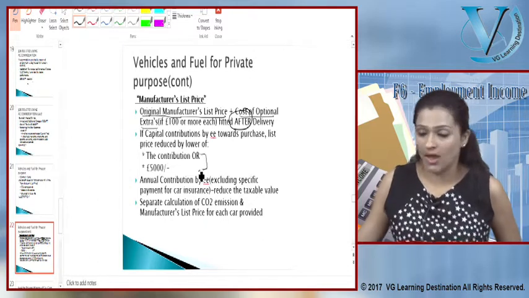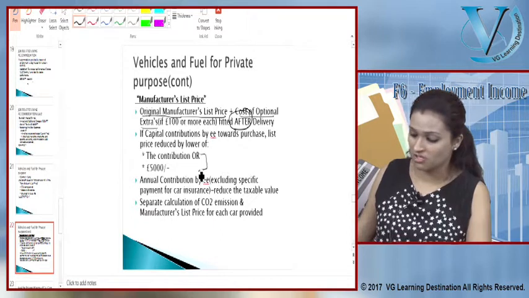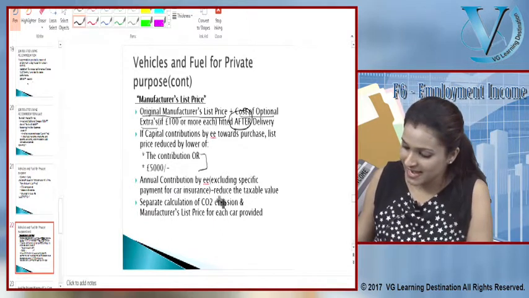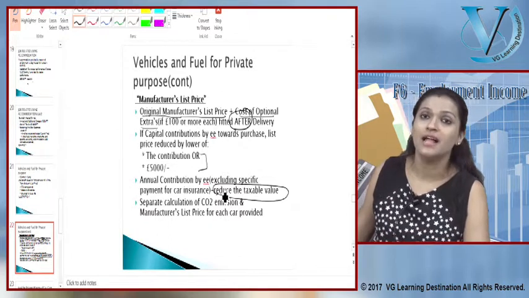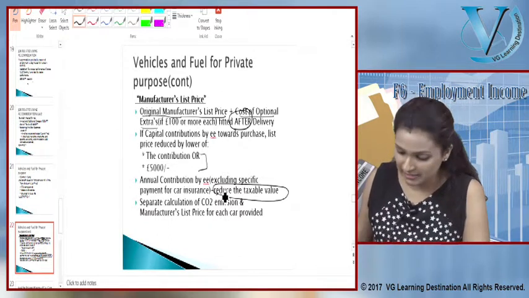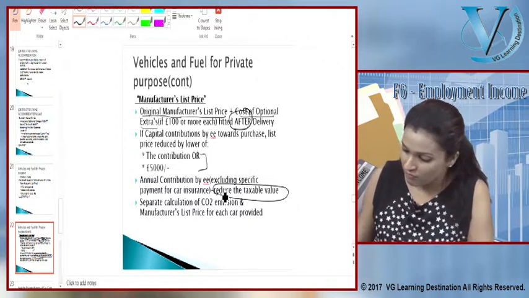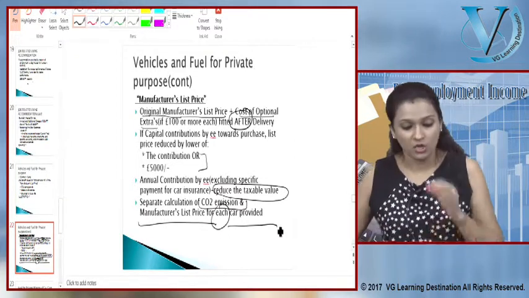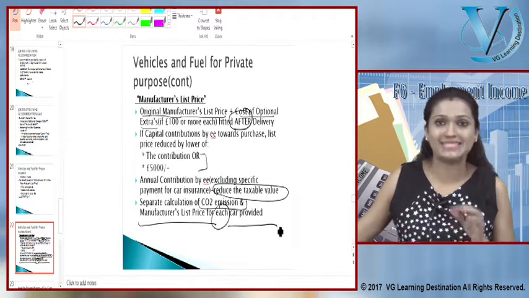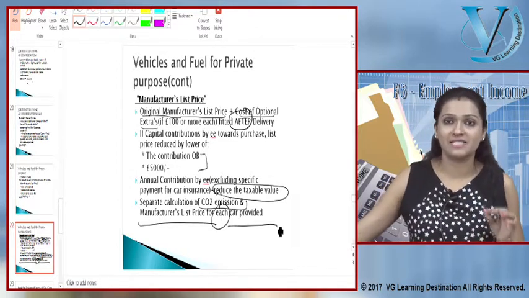What happens when the annual contributions by the employee, excluding the specific payment for car insurance, reduce the taxable value basically? Why? Because that is the annual contribution by the employee. You take separate calculations for CO2 emissions and manufacturer's list price for each car that has been provided to you. You need to make separate calculations for every car that has been provided.